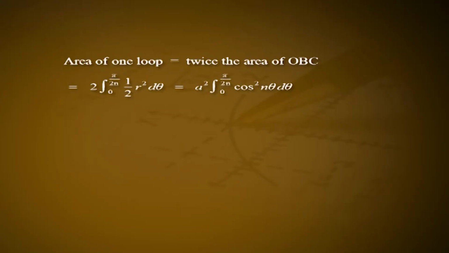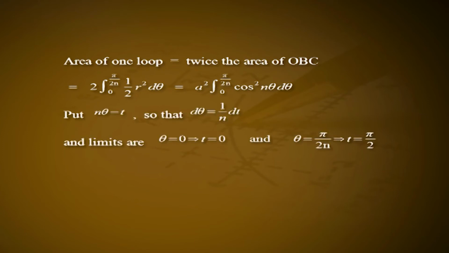Solution. The curves of the type r is equal to a cos n theta or r is equal to a sin n theta consist of either n or 2n equal loops respectively based on whether n is odd or even. First one, consider the curve r is equal to a cos n theta. Area of one loop is equal to twice the area of OBC, which is equal to 2 times integral from 0 to pi by 2n 1 by 2 r square d theta, which is equal to a square into integral from 0 to pi by 2n cos square n theta d theta.